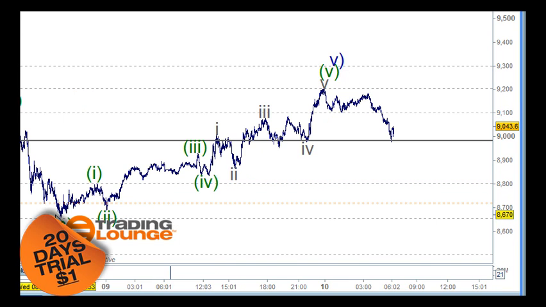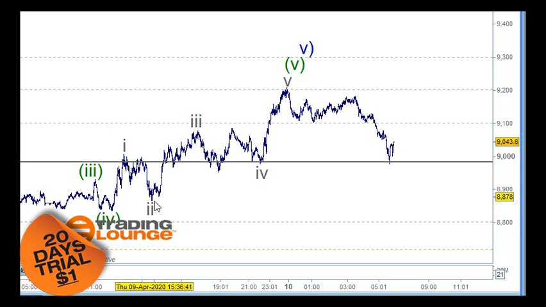Yeah, and then here we've got 1 and 2, and then 1, 2, 3, 4, and 1, 2, 3, 4, and 5 for the third wave, and then A, B, C for 2 here, 1, 2, 3, 4, 5 for the third wave, A, B, and C for the fourth, and up for the fifth of the fifth of the fifth. So we just need to see how this plays out here.